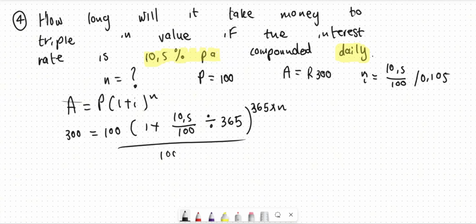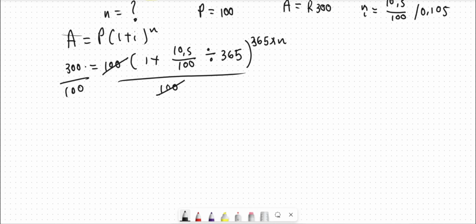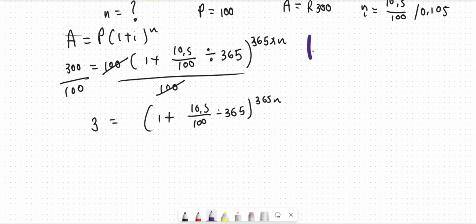So if I divide by 100 on both sides to get rid of this 100, those cancel. Then I'm left with 300 divided by 100, which is just the 3. With this bracket here, 1 plus 10.5 over 100 divided by 365, to the power of 365n. And how do you possibly solve for that n that is in the exponent? So what we're going to employ is logs. This is how you use logs.